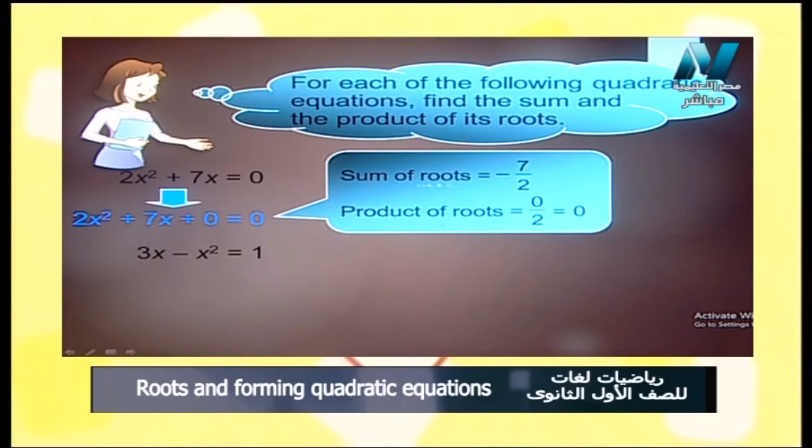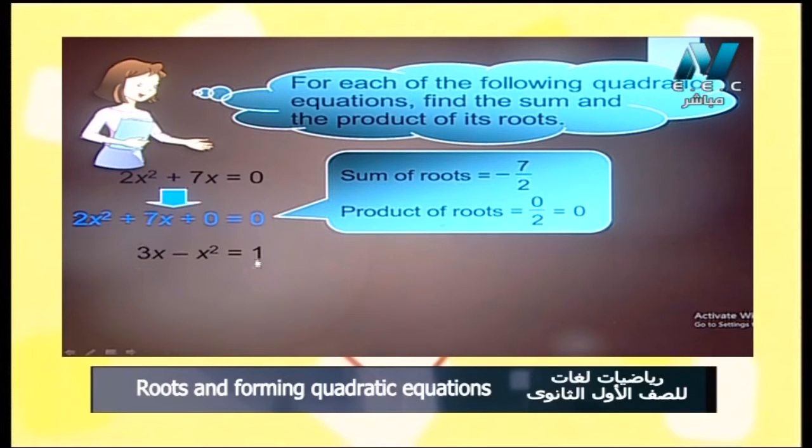You will find the sum of the two roots equals what? Equals negative b, which is negative 7, over a, which is 2. So the sum of the two roots equals negative 7 over 2. And the product of the two roots equals c, which is 0, over a, which is 2. So the product of roots equals 0 over 2 equals 0.